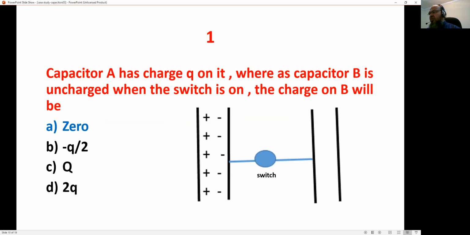Anything can be given in the form of a paragraph in an examination as a case-based challenge, and then you may be asked this question: capacitor A has charge Q on it. This is capacitor A, the name is not written here, and capacitor B on my right, the name is once again not printed here, but you can take the first one as A, the second one as B. When the switch is on, how much will the charge on B be? I have put the answer below as the correct answer: this will be 0, because the charges in the capacitors are bound charges. They will not move unless the circuit is completed.